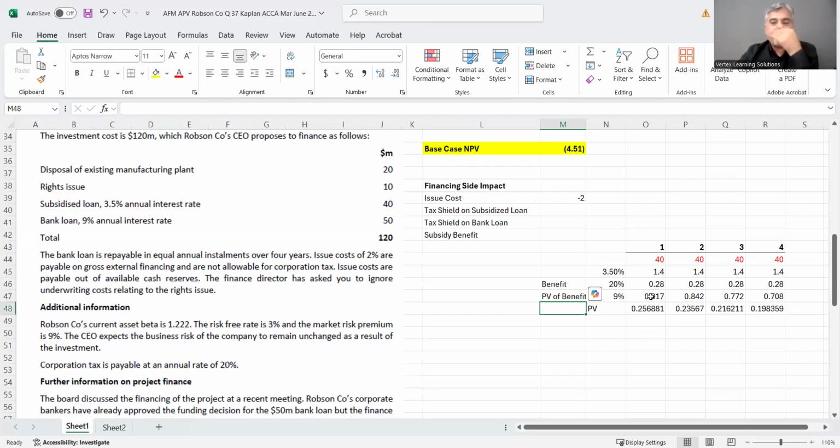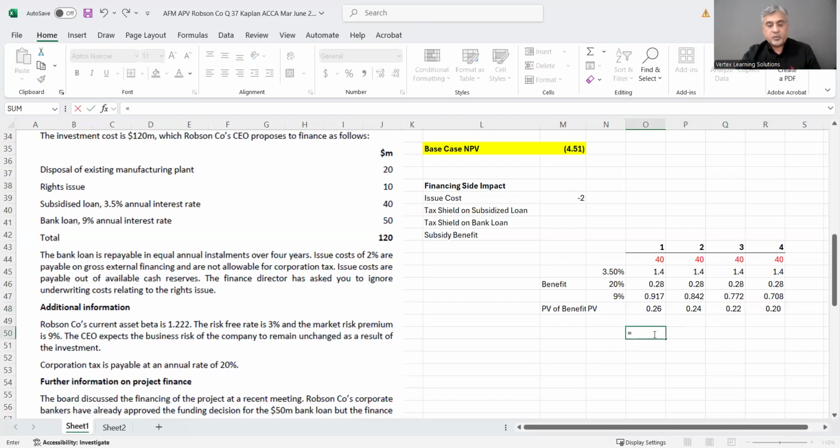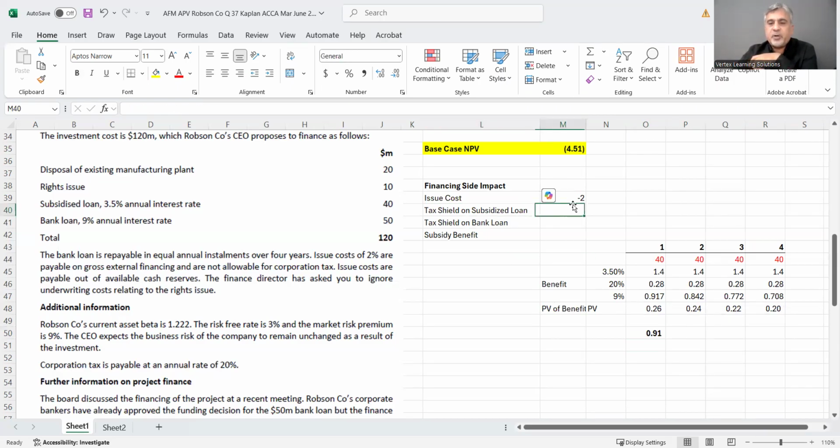So with the first year factor, the second year factor, this one, the present value factor. So this is the total benefit I will receive in 4 years' time. If I make a sum total of these 4 values, I get 0.91. So my total benefit from the tax shield on the subsidiary loan is 0.91. This is the number. Now, this is a long calculation.